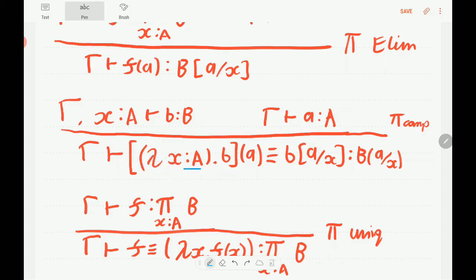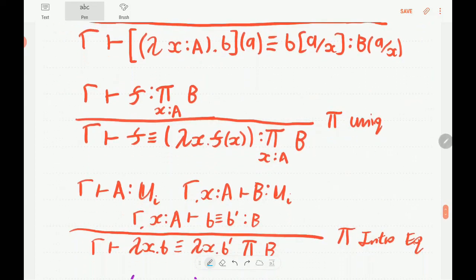if we use our lambda to form this function, lambda x dot b, and then we operate this on a, then the result that we get is going to be definitionally equal to the term little b with all of the free occurrences of x replaced with a. And this is basically our computation rule. It's really very similar to the one that we saw for the function types when we were considering simple type theory.